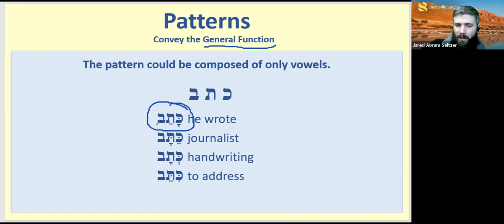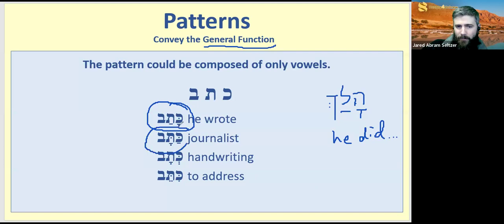For example, katav means he wrote. If I throw in different root letters, but the same pattern, well, the meaning is quite different. He walked. So walked changed because that's my general meaning of the word, but the pattern, he did something, stayed the same. And no matter what root you put in there, it still means he did something. Amad, he stood. Yashav, he sat.